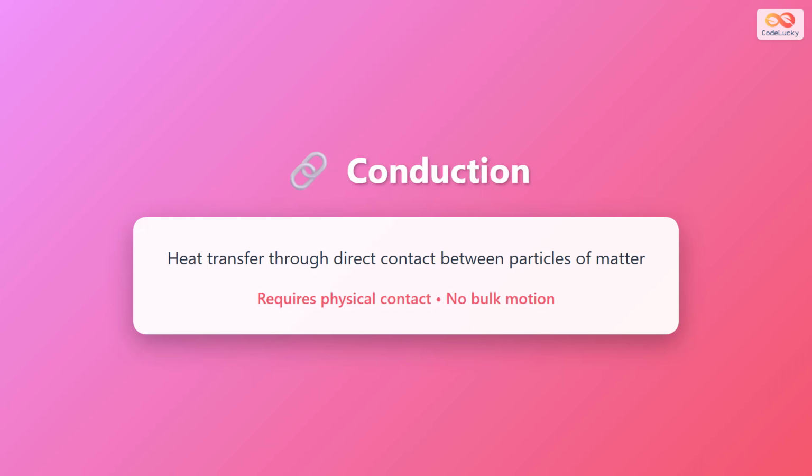Conduction is the process of heat transfer through direct contact between particles of matter. When particles at higher temperatures collide with neighboring particles at lower temperatures, they transfer kinetic energy. This causes the slower particles to vibrate more rapidly, effectively transferring heat through the material. Conduction requires physical contact between molecules and does not involve any bulk motion of the material itself. It is most efficient in solids, especially metals, because their particles are tightly packed and can transfer energy quickly through collisions.